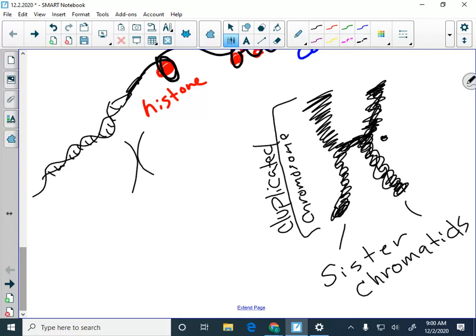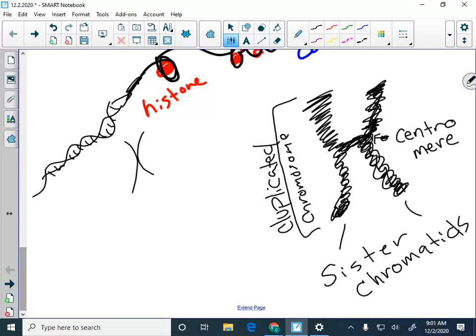Probably one of the most important bits is that this centerpiece where they meet is called the centromere. Centromere. It's all one word. So, a chromosome looks like a little H, looks like a little X. It is made of sister chromatids put together and joined by a centromere. Anybody have any questions? No. All right. So that is chromosome structure.